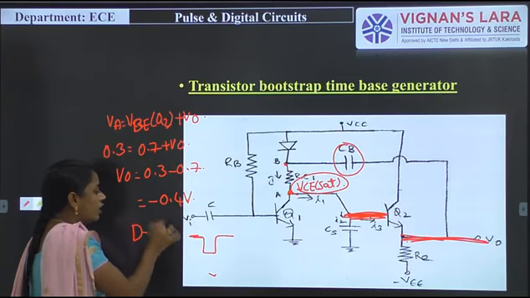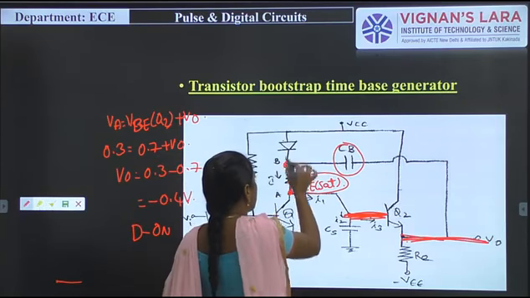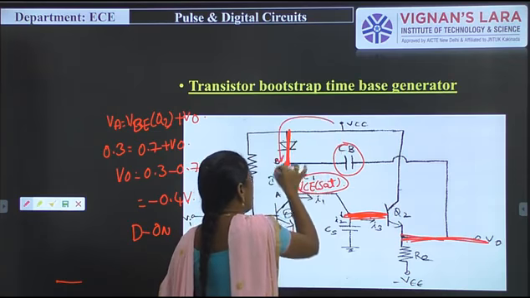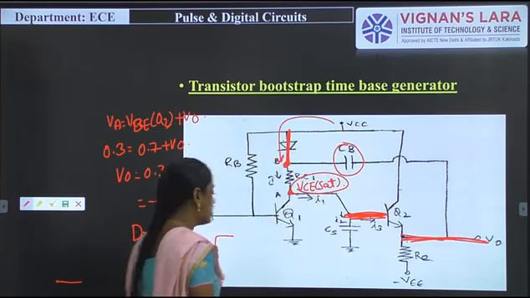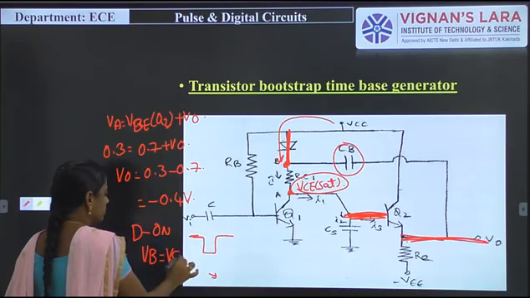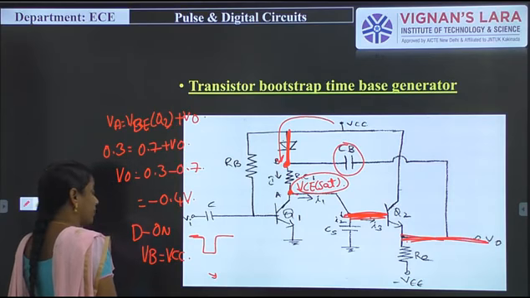When the diode is in on condition, what is the VB voltage? It can be replaced with a short switch. So this VCC signal is flowing here, that is, VB becomes VCC. So at that particular time the output will be like this.